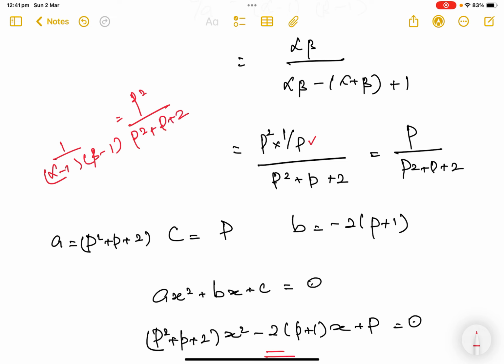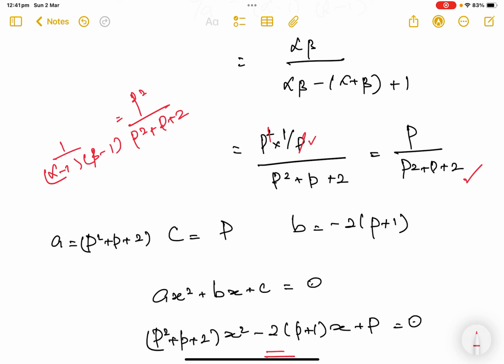So that is the denominator. So 1 over p squared over p squared plus p plus 2. Then alpha beta, that is 1 over p. That is p, p cancelled out, that didn't cancel out. So we have p divided by this. So C over A done.